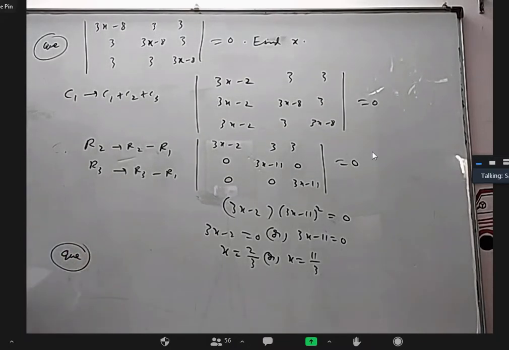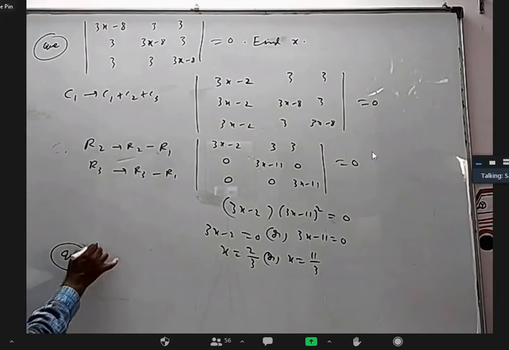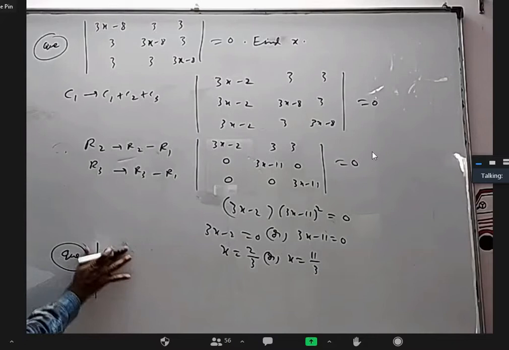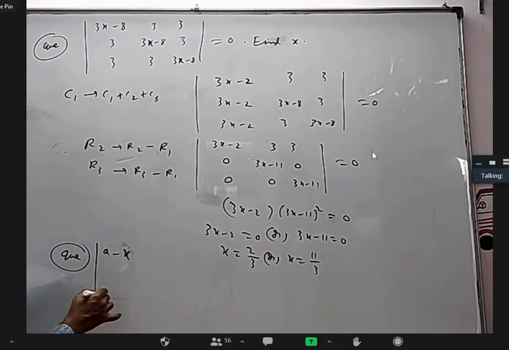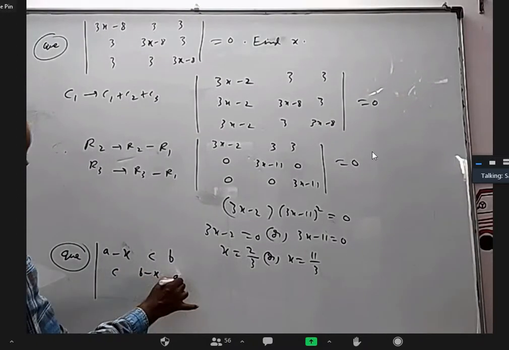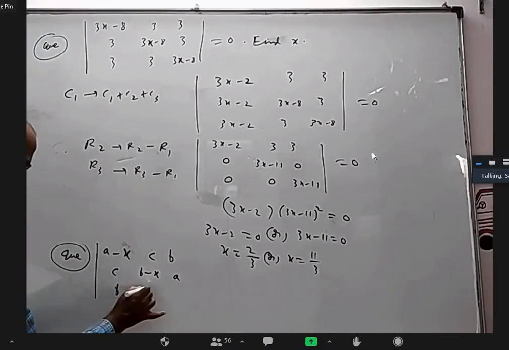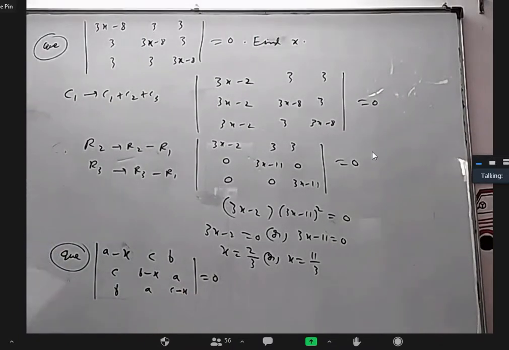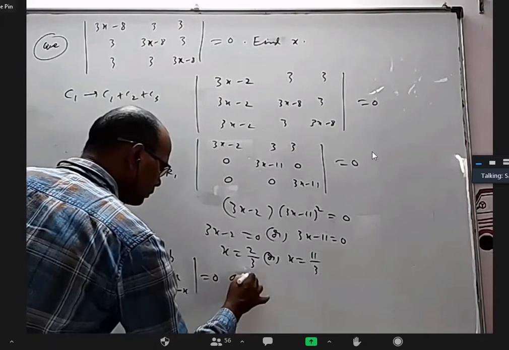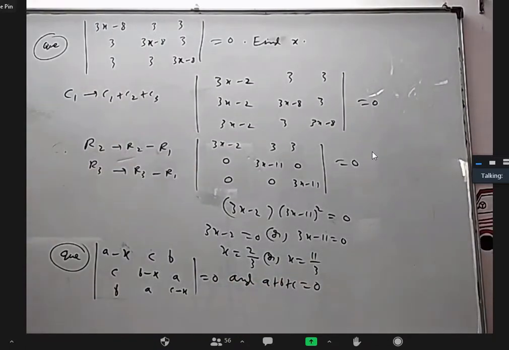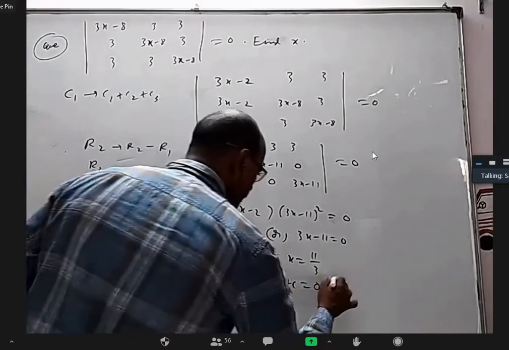I'm writing down. Determinant a minus x, c, b; c, b minus x, a; b, a, c minus x equal to 0. And a plus b plus c equal to 0. Find x.